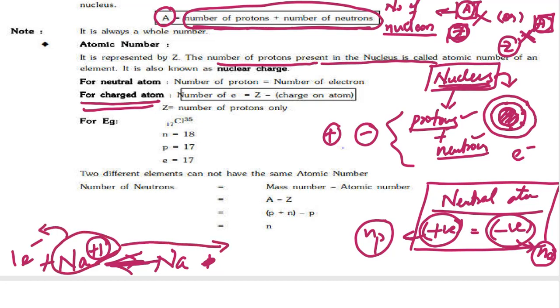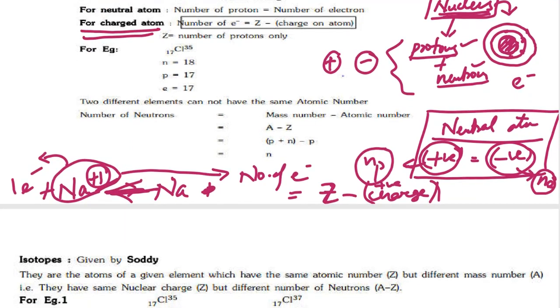The number of electrons present will be its total number of protons, which is your atomic number, minus the charge. Which charge? The positive charge. The more positive charge there is, the more electrons it has lost, so we are reducing that from Z.